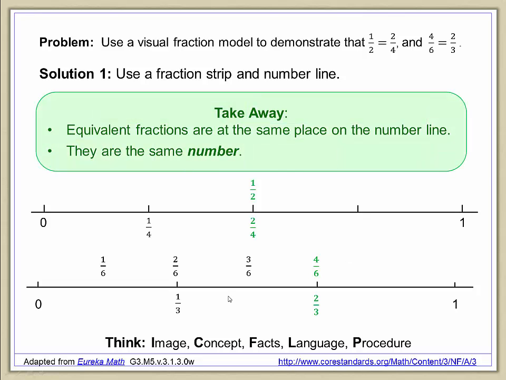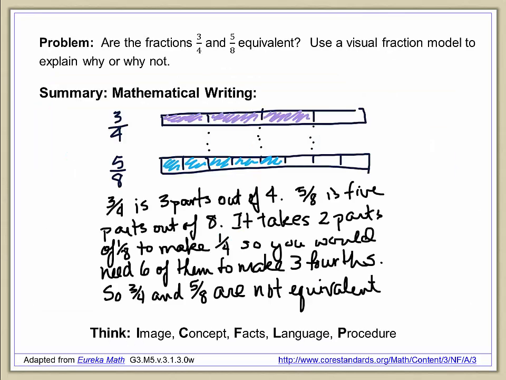So our takeaways here are that equivalent fractions are the same place on the number line and that they are the same number. That's really where we're getting to, although we've also shown that equivalent fractions are the same amount of the whole, which is what we showed in the previous slide as well. We'll finish up with some mathematical writing, looking at a slightly different problem. Are the fractions 3/4 and 5/8 equivalent? Use a visual fraction model to explain why or why not.